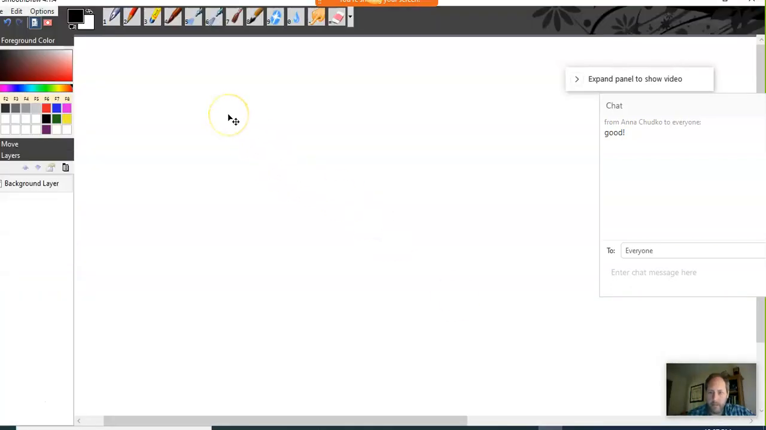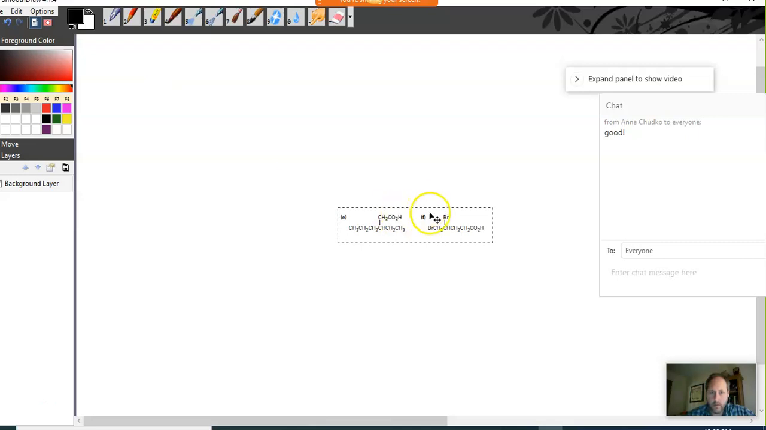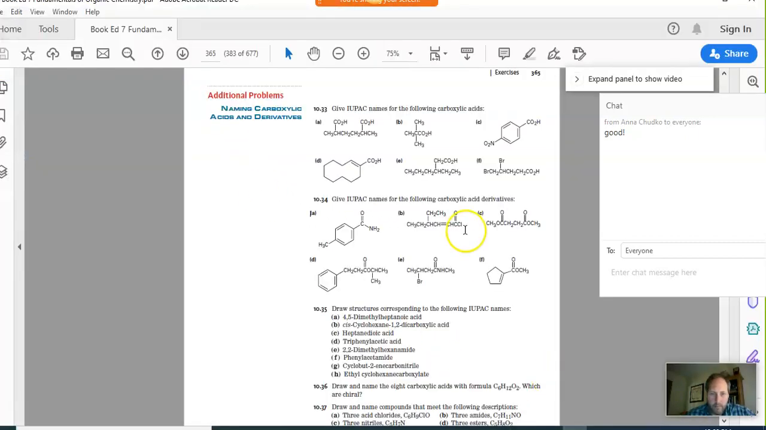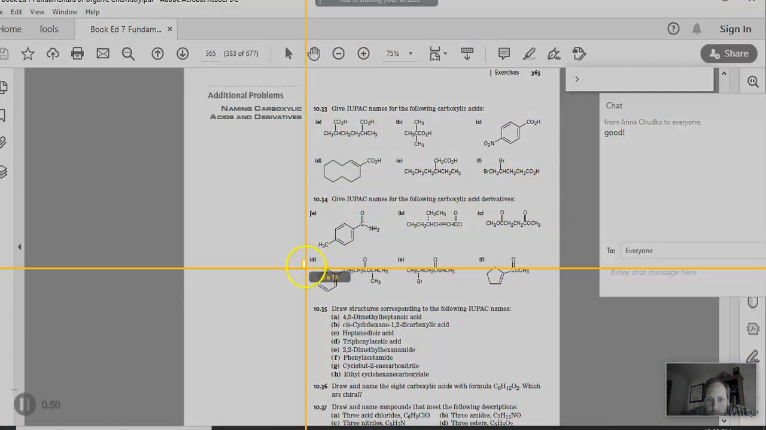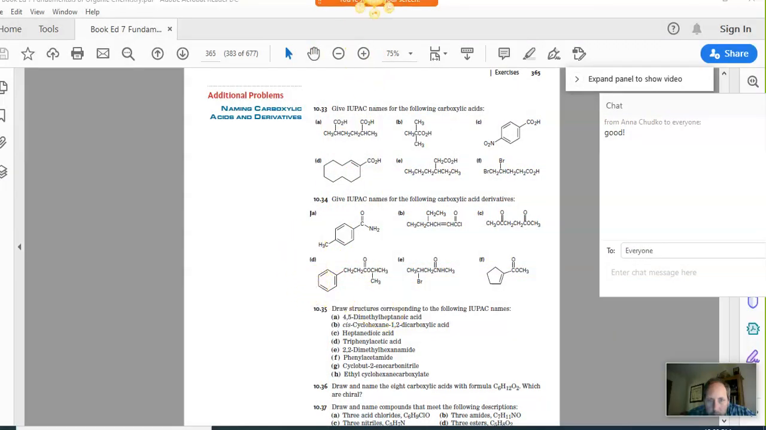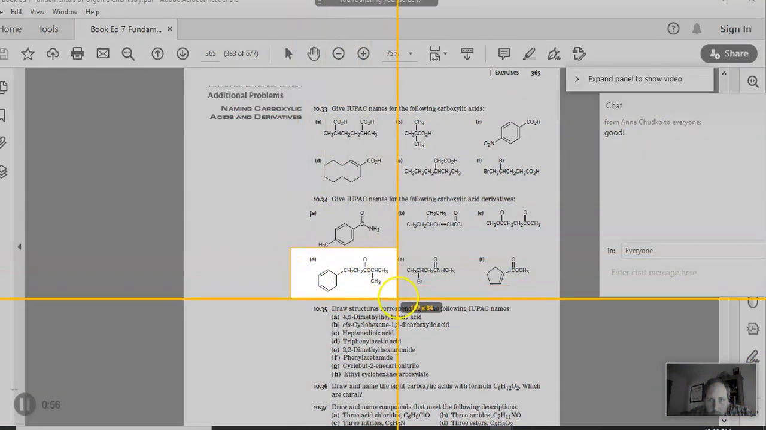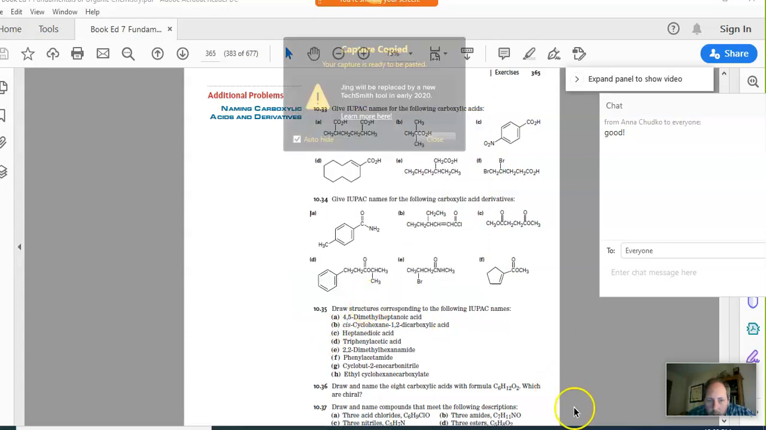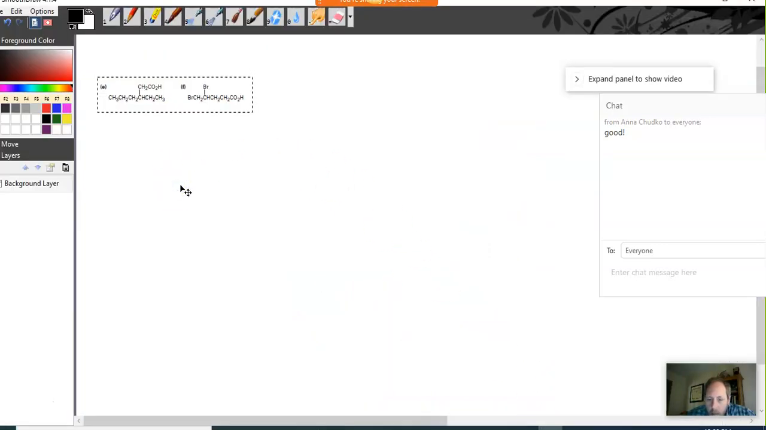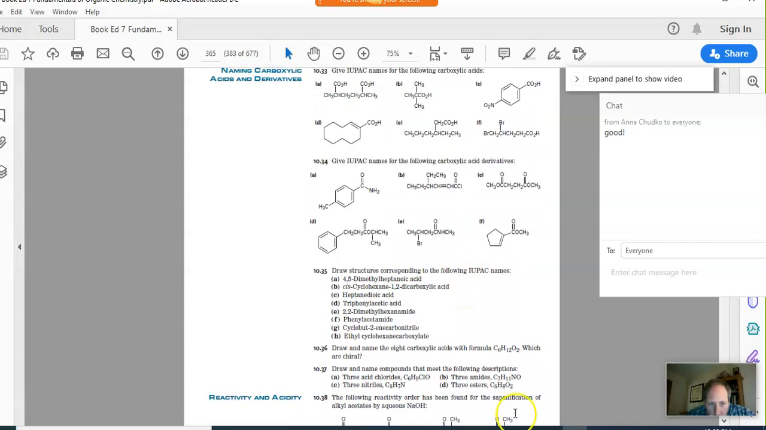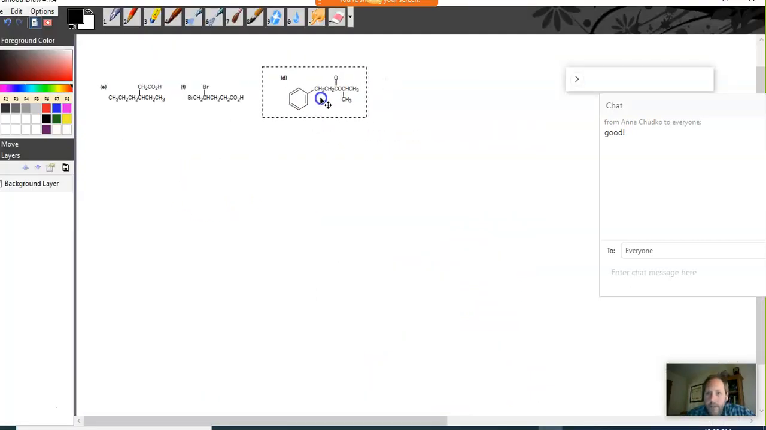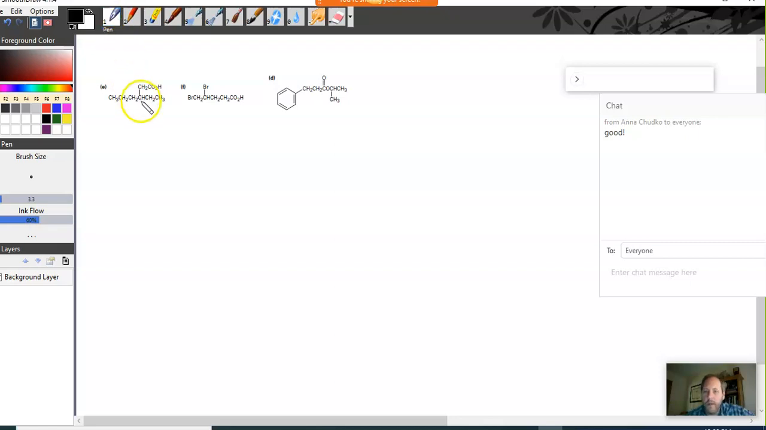I'll pop it in there, and I guess there's actually a few problems. Where is it? I think there's another one, yeah, that one right there. This is a good one. And that's probably good for now. All right, let's do these. So there's three different ones. Let's practice naming them. I'll give you some time to work on them.